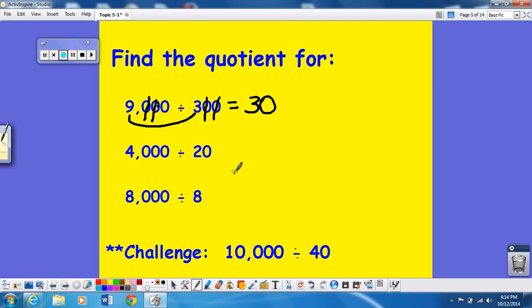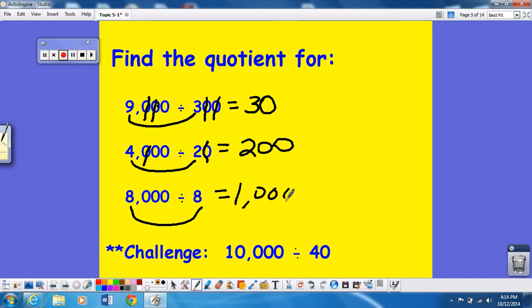Okay? Let's try this one. 4,000 divided by 20. Do you see a familiar problem there? I see 4 divided by 2. Very simple division problem. 4 divided by 2 is 2. Let's start canceling. This one cancels this one. Uh-oh, there's nothing else to cancel, so those two zeros go in my quotient. 8,000 divided by 8 looks pretty simple looking at it. 8 divided by 8 is 1. There is nothing to cancel in this problem, so all three of those zeros go in my quotient. Now, here's a big one. Challenge.